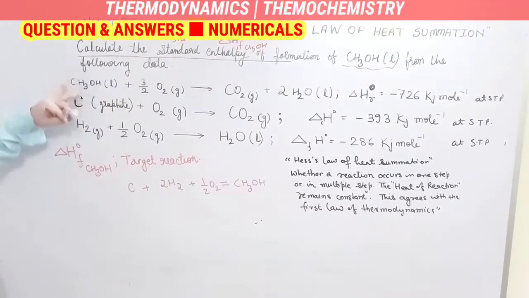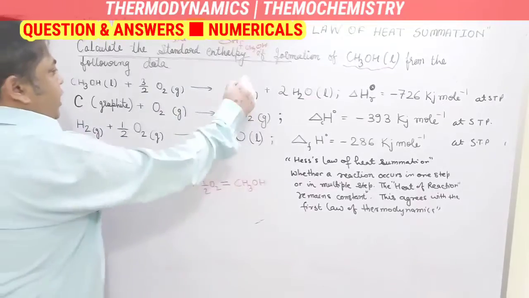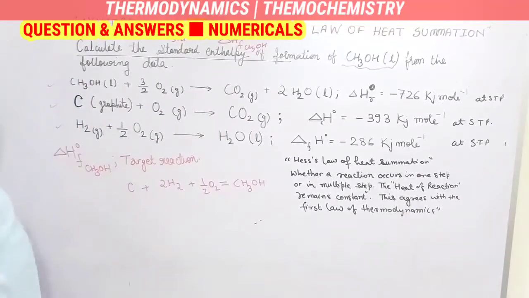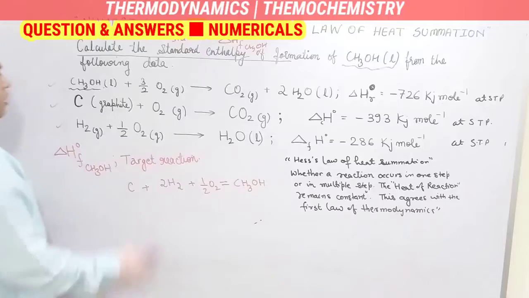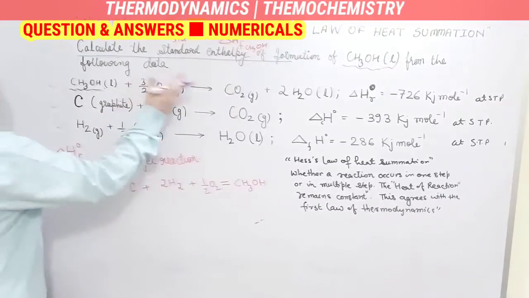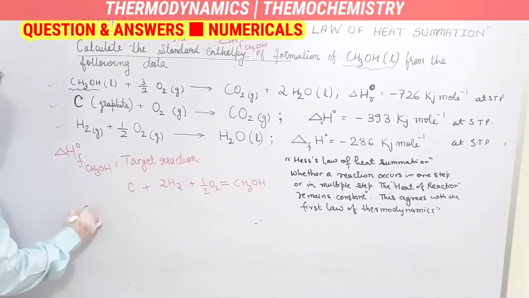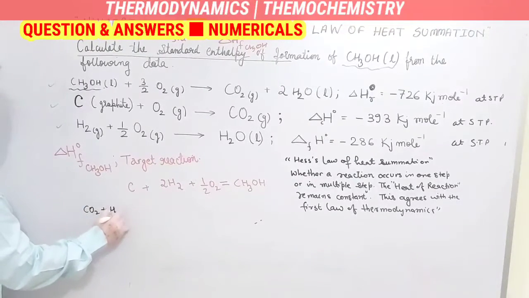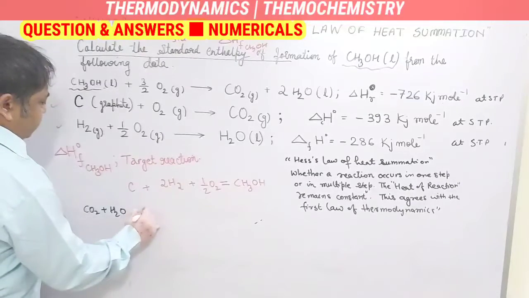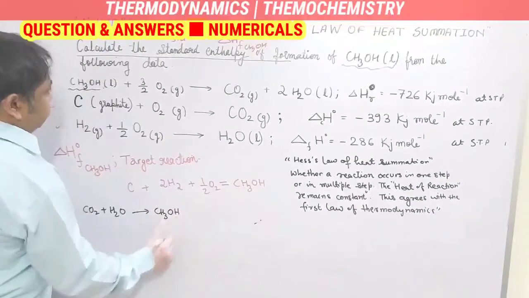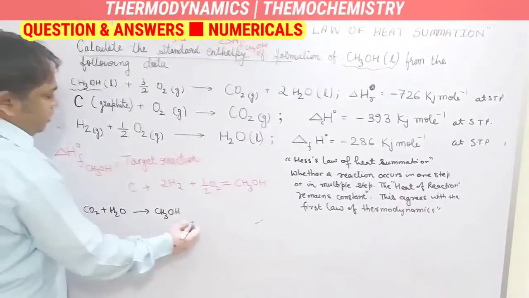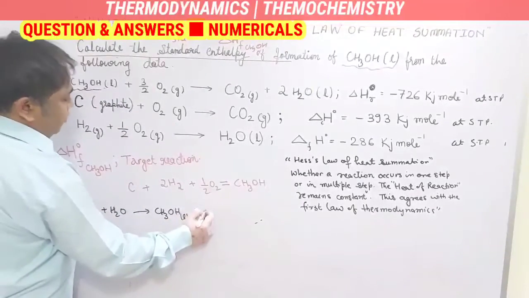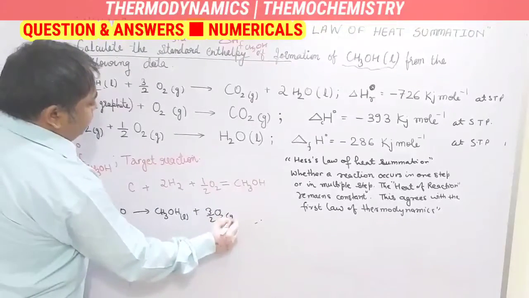Now we have to arrange these given reactions, reaction 1, reaction 2 and reaction 3, in such a way that we get this target reaction. So how will we do that? What do we want? We want CH3OH to be on the right hand side. So I will reverse this reaction. If I reverse this reaction, it will become CO2 plus H2O forming CH3OH, liquid, plus 3/2 O2 gas. Writing phase is very important for this kind of numerical.